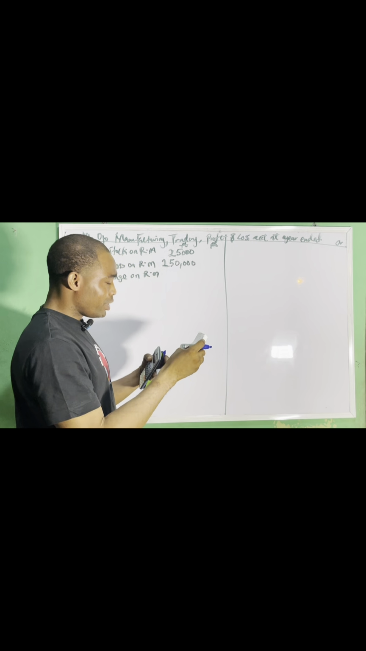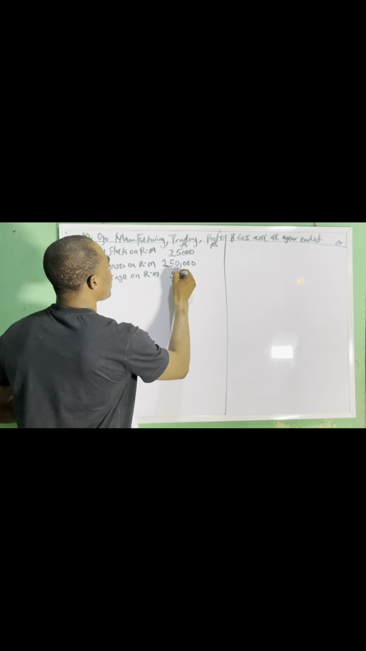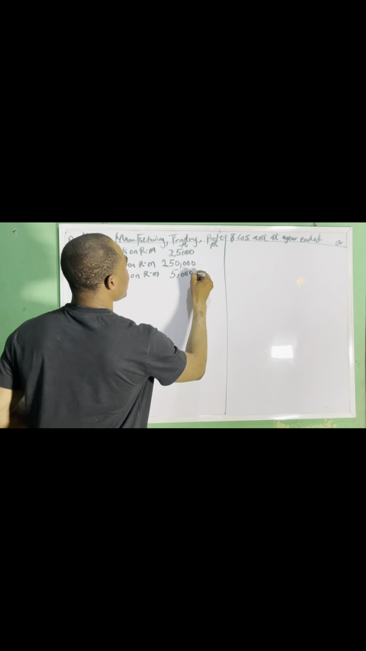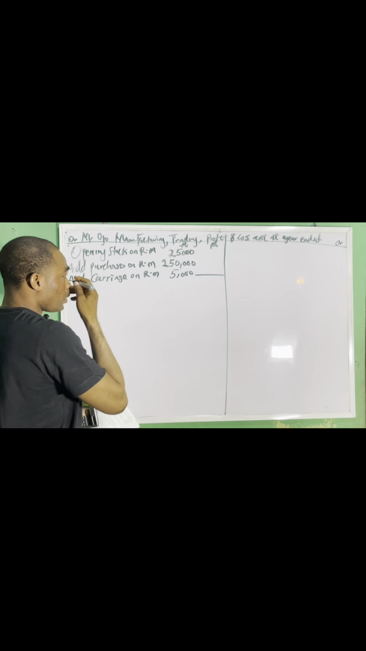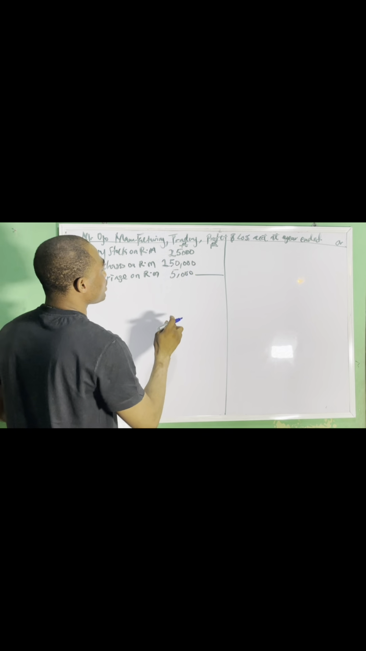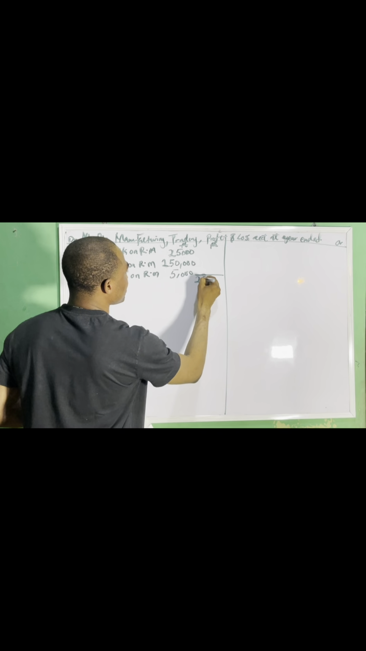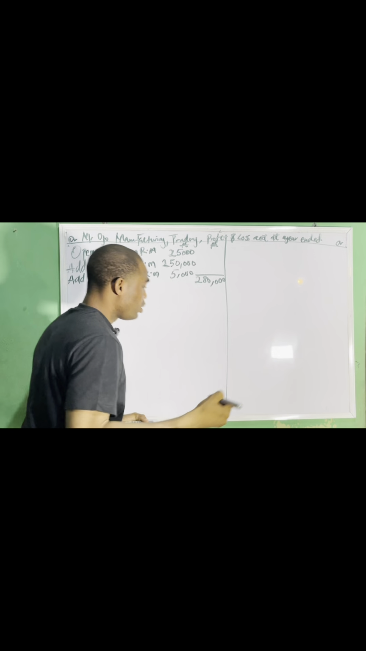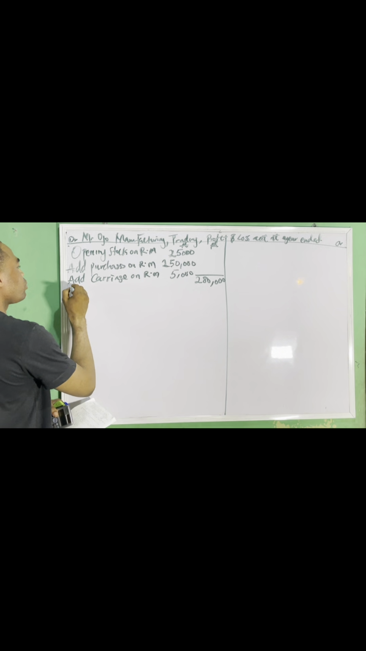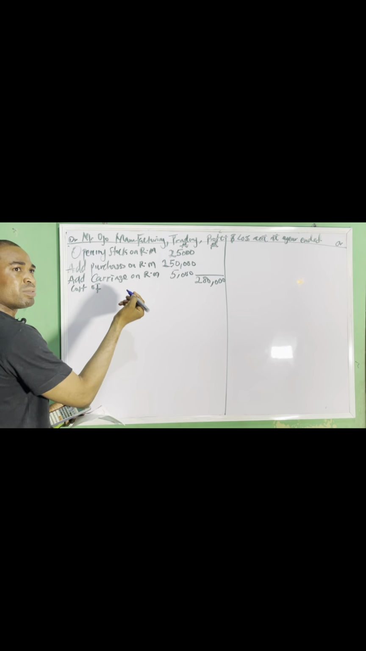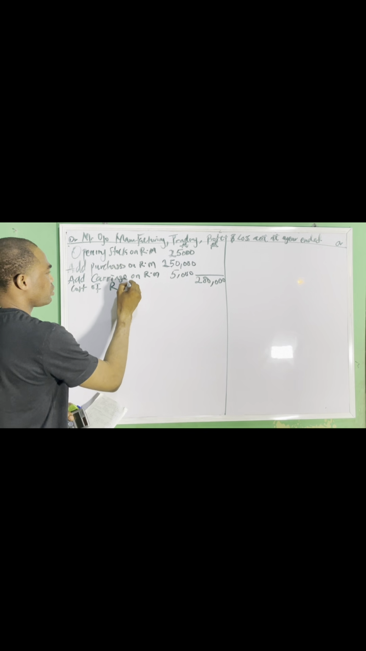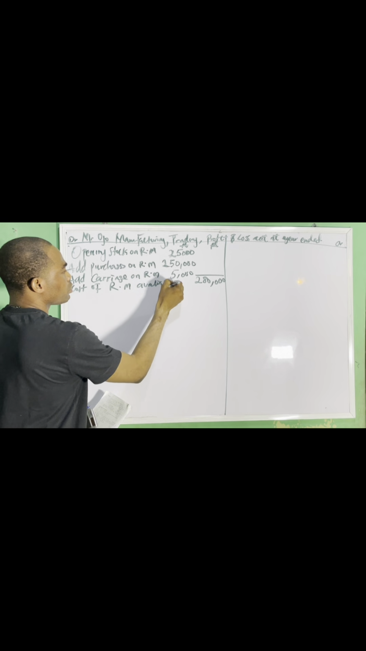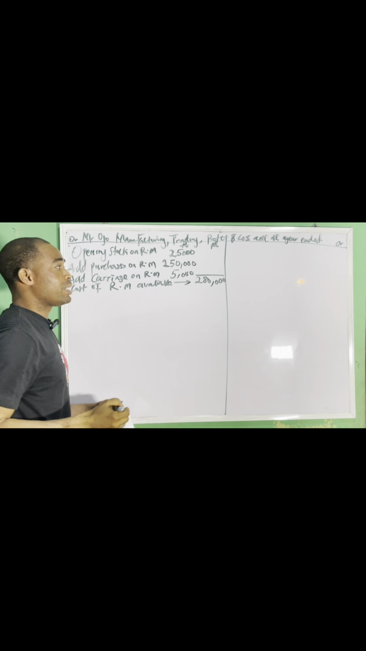Let me look at the value. That is 5,000 naira. So the value for carriage inward on RM is 5,000 naira. So let's sum this together. By summing this together, this plus 30,000, that means we have 280,000. Now, this 280,000 here means cost of raw materials available. So this will now be cost of raw materials available.